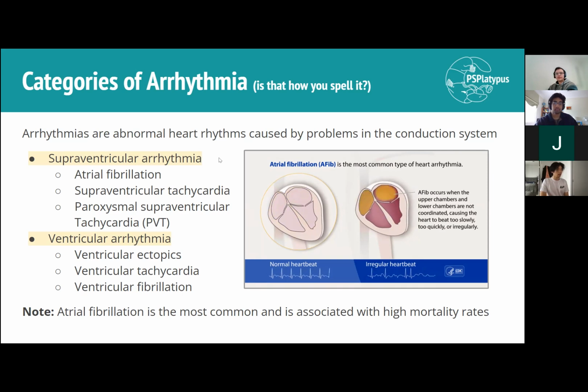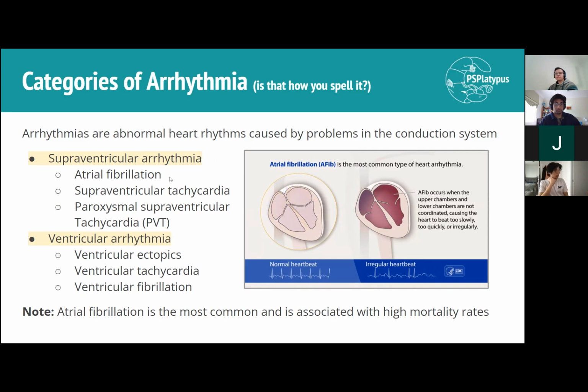So supraventricular arrhythmia. I'm not sure why they didn't just call it atrial arrhythmia. Supraventricular just means above the ventricles, which is the atria. So in effect, your fibrillations or your arrhythmia is starting within the tissue of the atrium.